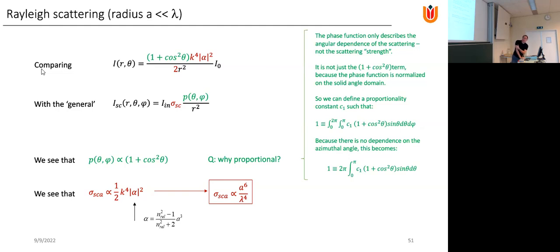Yeah, this basically explains the normalization. So it has to be normalized on the whole domain. So if you integrate this function with the proportionality constant from 0 to 2 pi d phi, 0 to pi sine theta d theta, it has to be 1. So then if you do that, then the proportionality constant will drop out.